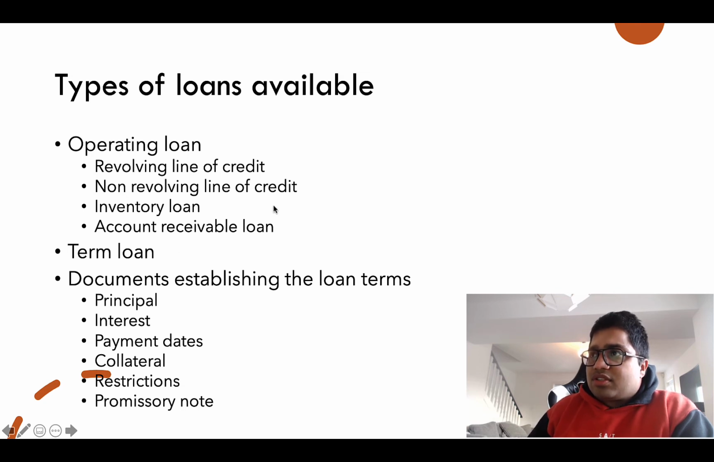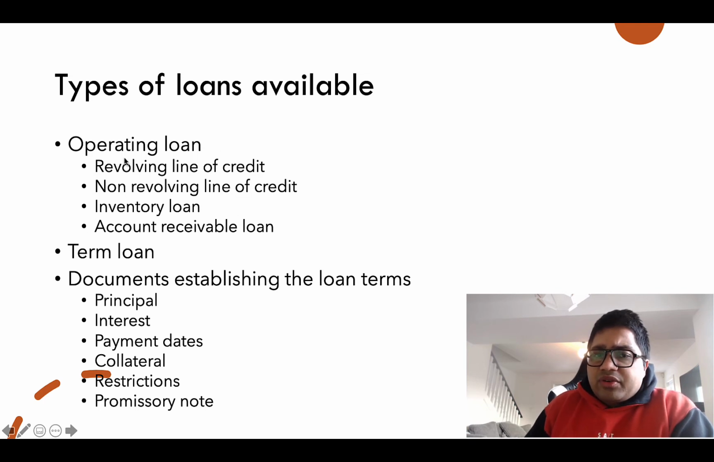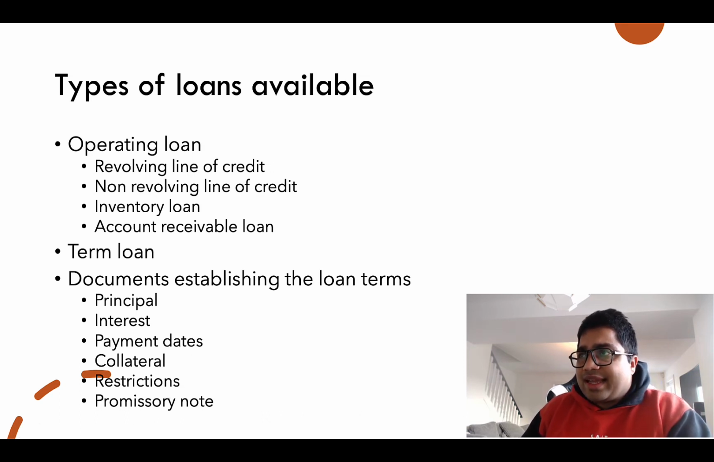Then you can take term loans. Term loans are for expanding, buying machines, doing R&D, or any other purpose. Term loans are generally 5-year loans or 2-year loans, where you borrow money for 5 years, 2 years, etc. Whenever you take loans, documents that establish the loan terms generally include the principal, the amount that you are borrowing, the interest that you are going to pay, and payment dates. Payment date means when you are going to pay: what are the payment dates for interest, and what is the payment date for principal. Then collateral. Collateral means things you're borrowing against.